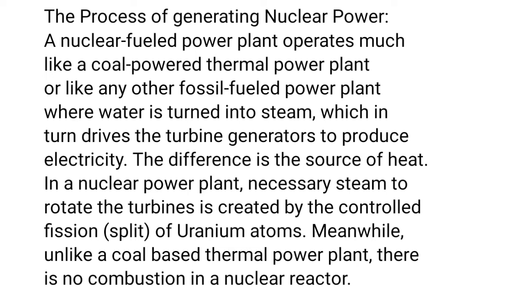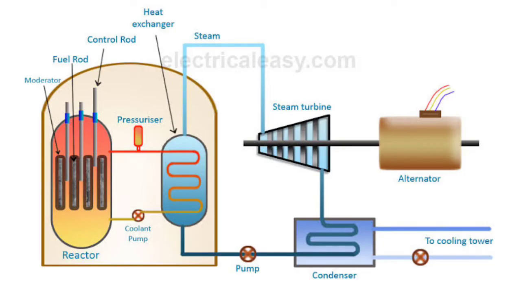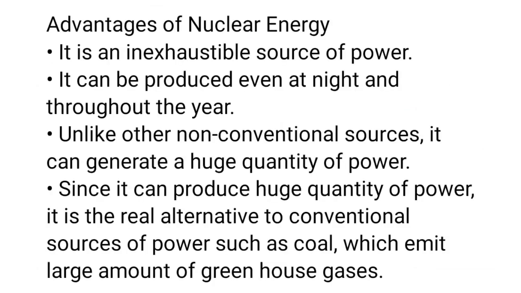The process of harnessing nuclear power is very similar to a thermal power plant or coal-based power plant. In both cases, water and steam are used, but the source of heat is different. Here nuclear fission is used to heat the water and generate steam, and through that steam the steam turbine is rotated. From there it goes to the alternator or generator, and it is converted into alternating current, which is ready to use.